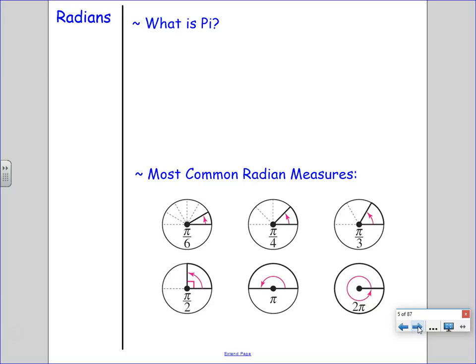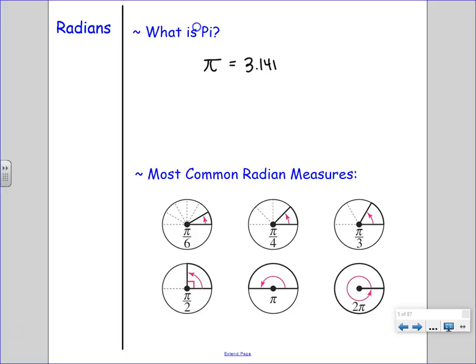Let's keep going now. So what is pi? Yeah, I remember last year. There's measurements like pi over 6, pi over 4. What's the radius that we're using for that? Are we always using radius equals 1? So we can have that? Yes. Pi over 6? Yes.